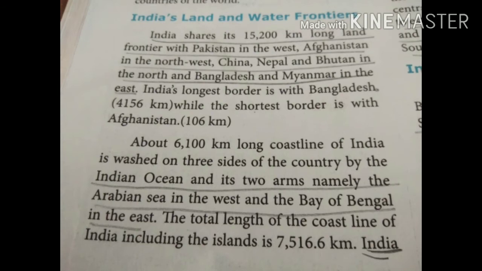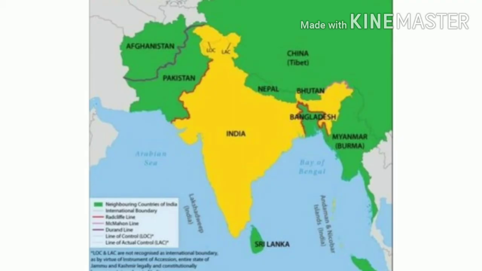About 6,100 kilometers of India's coastline is washed on three sides of the country by the Indian Ocean in the south, the Arabian Sea in the west, and the Bay of Bengal in the east. India and Sri Lanka are separated by a narrow and shallow sea called Palk Strait.